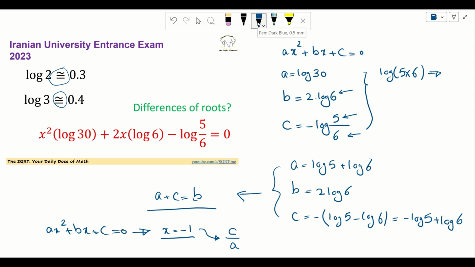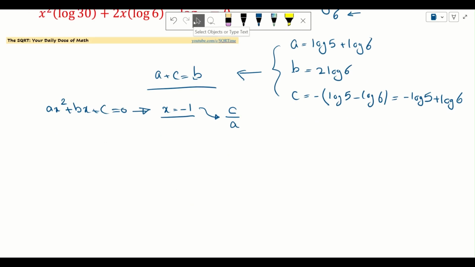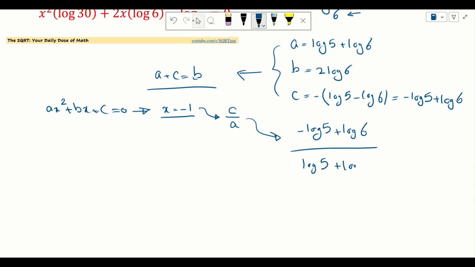Now for this one that we are interested in, let's see how we are going to proceed from here. I'm going to benefit from what I have and write it down. So c over a is negative log of 5 plus log of 6 over log of 5 plus log of 6. Now one root is already -1 and the other root is based on log of 5 and log of 6. Now we need to find log of 5 and log of 6.